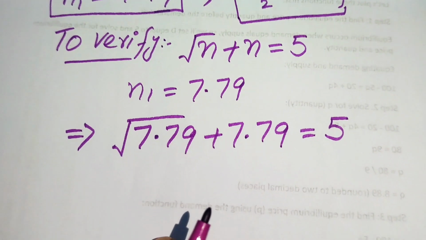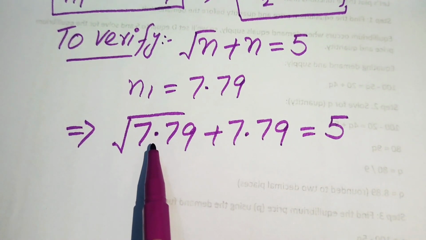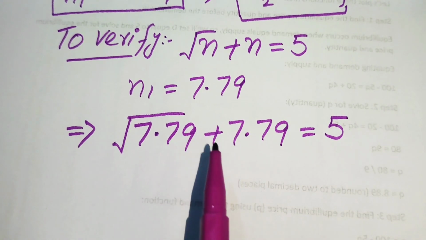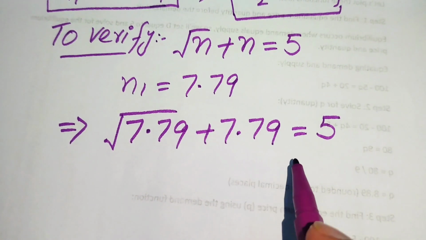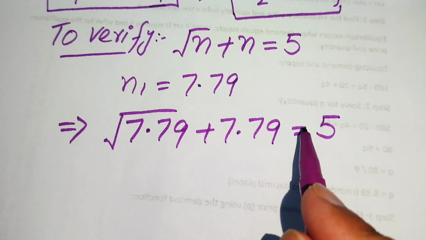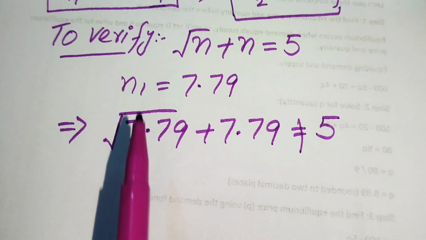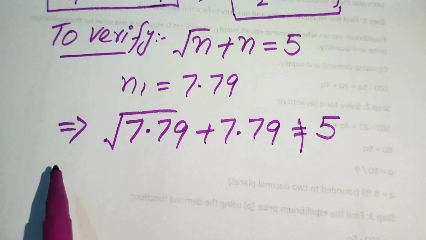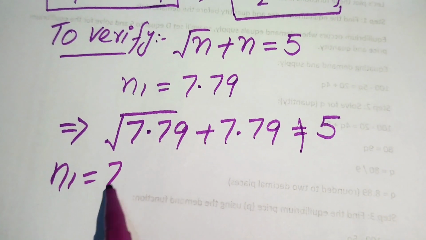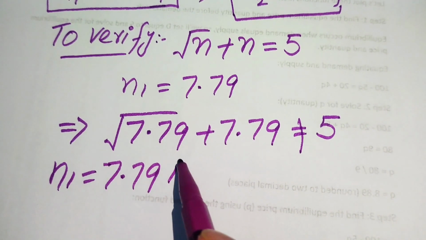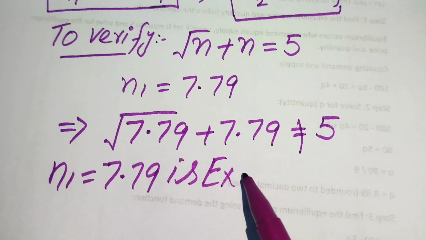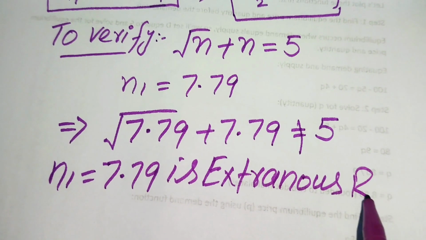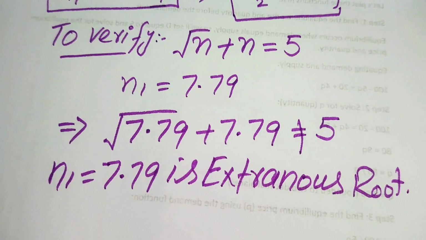So here you clearly see that when we take the square root of this term and we add it by 7, you cannot get this value equal to 5. It means that the sum of these two values is not equals to 5. It means that n1 equals to 7.79 is not the solution of the given equation, but n1 equals to 7.79 is an extraneous root of the given equation. Okay, so this is our extraneous root.